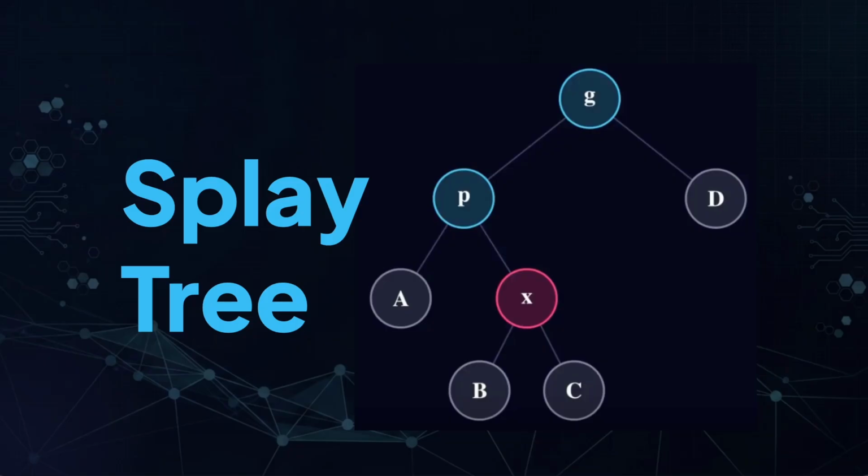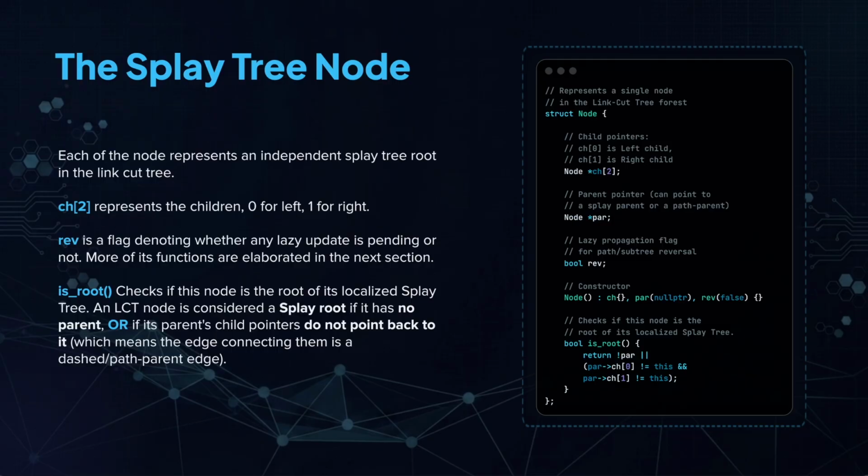So coming up next, let me explore the structure of the tree. Each of these nodes represents a Splay tree node, used as a regular node for the link-cut tree. In the structure of the node, first we have CH[2]. CH represents the child pointers, meaning that CH[0] represents the left child and CH[1] represents the right child, 0 for left and 1 for right. Now, as we said, the Splay tree maintains an amortized depth of log N through a series of operations.